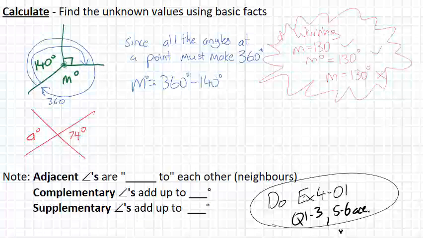And again, like I have got in my warning over here, we either write M is 130, or M degrees is 130 degrees, but we do not mix and match between having units and not having units. So M equals 360 minus 140 and minus the 90 that the right angle, the square symbol, represents. And if we work this out, we get 130 degrees.